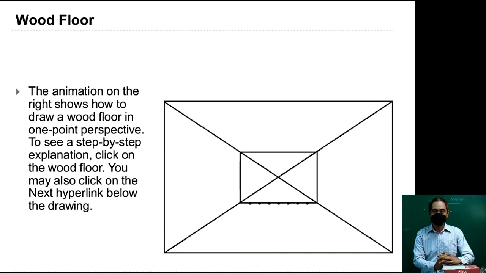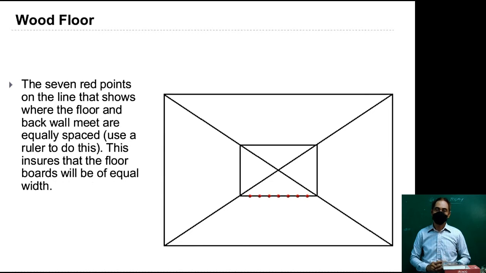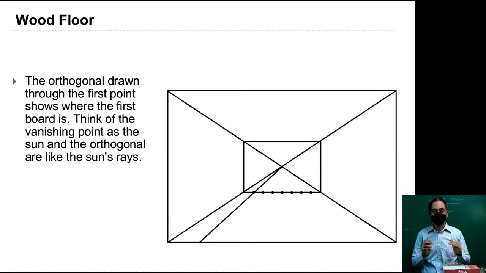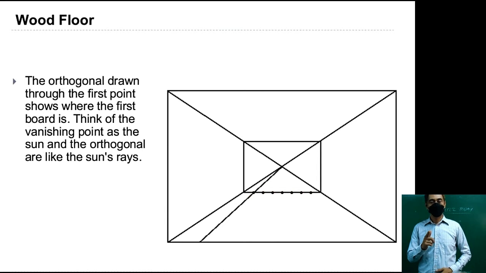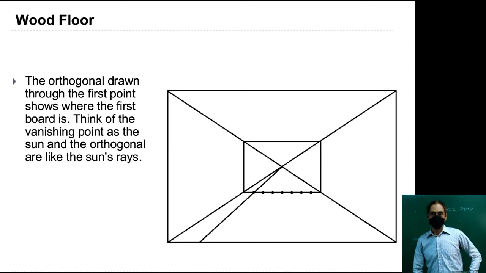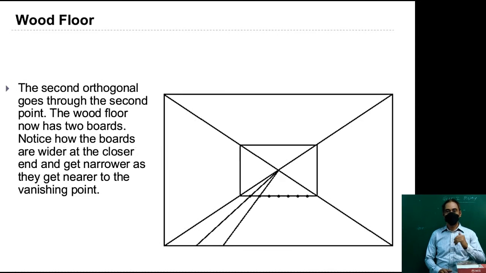The animation at the right shows how to draw a wood floor in one-point perspective. Just divide the space of the floor evenly and project the orthogonal lines on every dot or distance on that back wall. The second orthogonal goes to the second point. The wood floor now has two boards. Notice how the boards are wider.